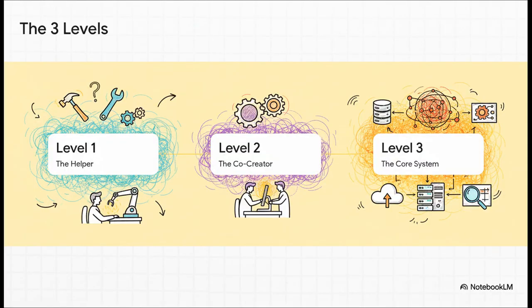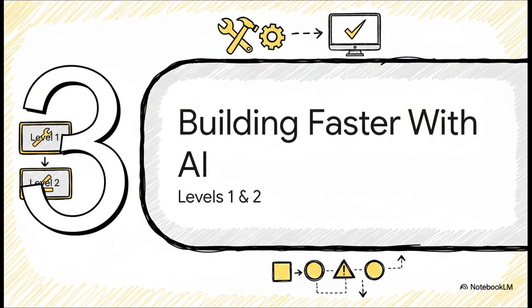And here they are, the 3 levels. Level 1, we call the helper. Level 2 is the co-creator. And level 3 is the core system. Now, these are 3 very different ways of working with AI, so let's break each one down. Okay, let's start with the first 2 levels. Now, these are both focused on one really powerful idea: using AI to build software just way, way faster.